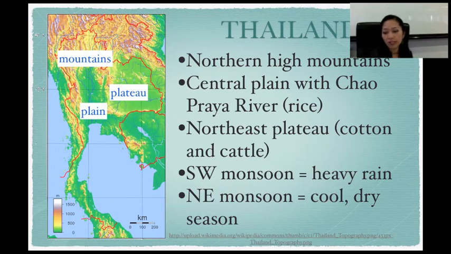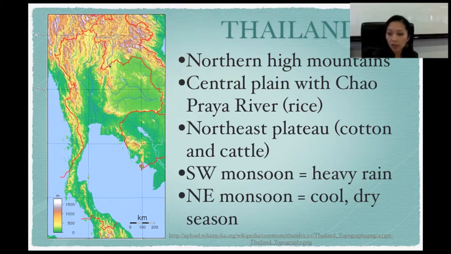The most important features of Thailand's terrain are high mountains in the north, lots of mountains, right? A central plain and a northeast plateau, this area. Mountains cover much of northern Thailand, look at this map, and extend along the Myanmar border down through the south of Thailand as well. And there's a lot of mountain in the south here as well.